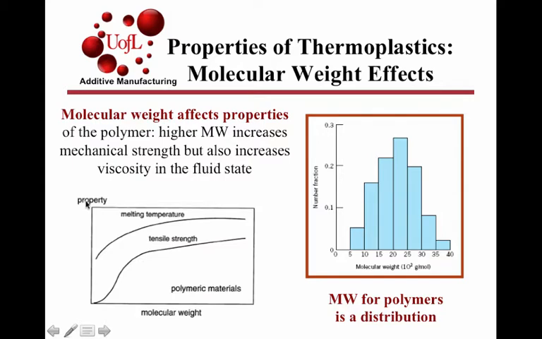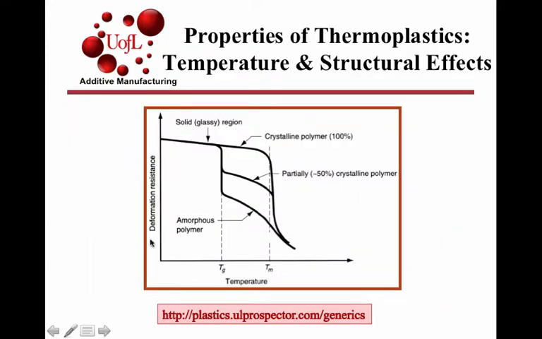We looked at this generalized property chart as a function of molecular weight, and so melting temperature goes up, tensile strength goes up, viscosity goes up as you increase molecular weights. This could be plotted not only as a function of molecular weight but also as a function of temperature.